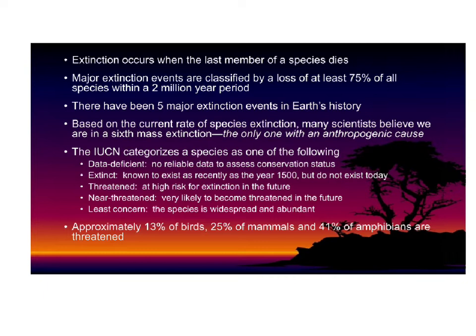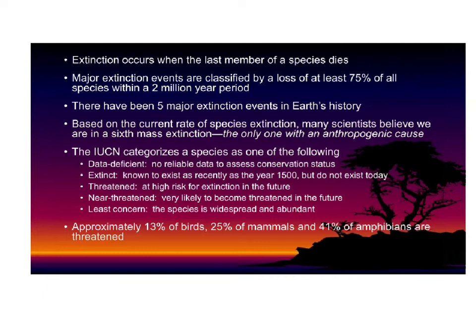There have been 5 major extinction events in the Earth's history, and based on the current rate of species extinction, which is estimated to be about 1,000 times higher than background extinction, many scientists believe we're in the 6th mass extinction. This, unfortunately, is the only one with an anthropogenic cause, meaning it's caused by man, and the other 5 were all natural events.